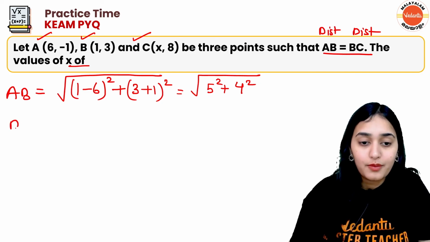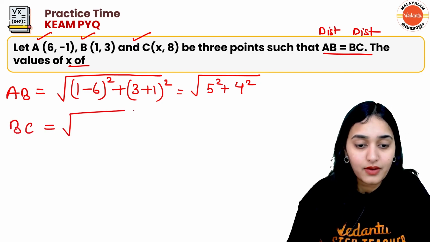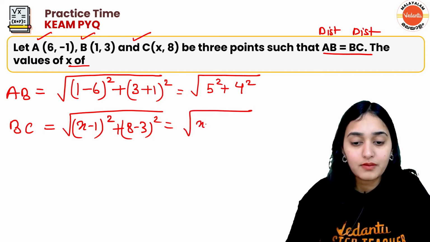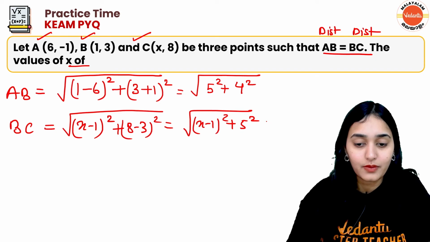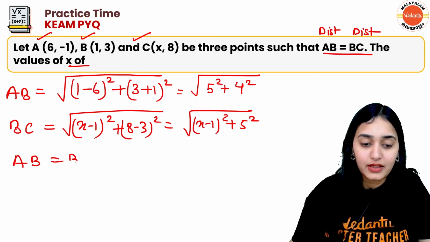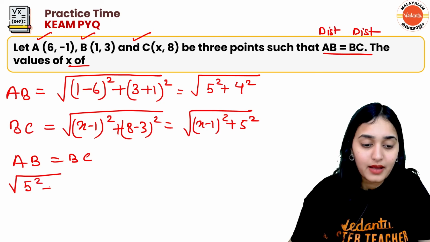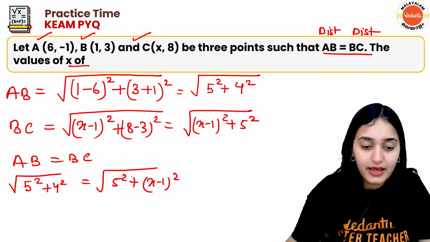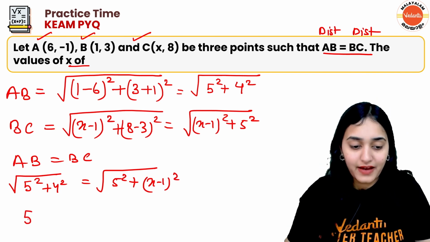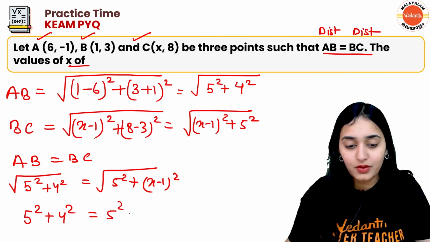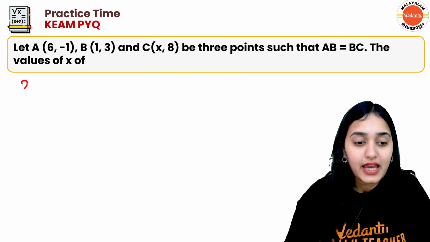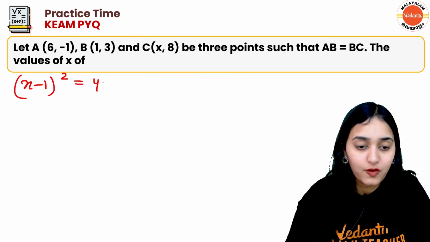Okay. Now BC will be square root of x minus 1 whole square plus 8 minus 3 whole square. So this is square root of x minus 1 whole square plus 5 square. Now in the question AB is equal to BC. So square root of 5 square plus 4 square is square root of 5 square plus x minus 1 whole square. Now square root cancelled. So we have 5 square plus 4 square is equal to 5 square plus x minus 1 square. 5 square cancel. So we have x minus 1 whole square is 4 square.